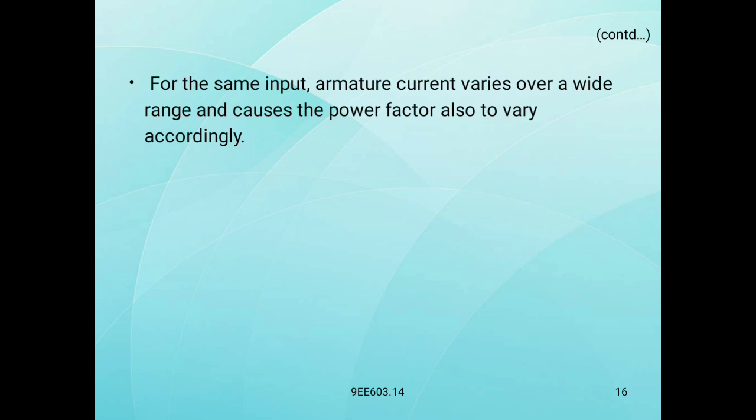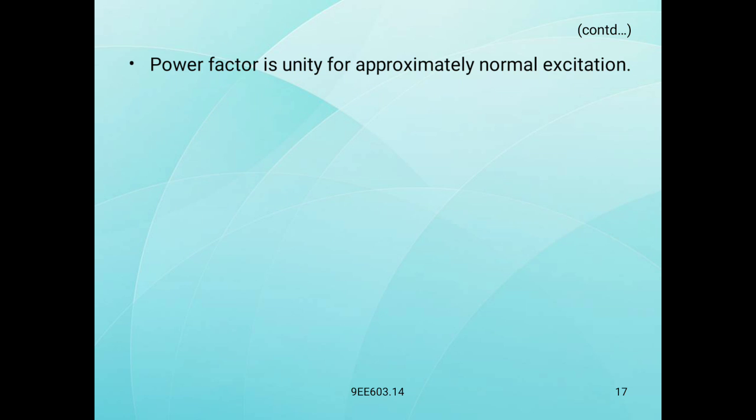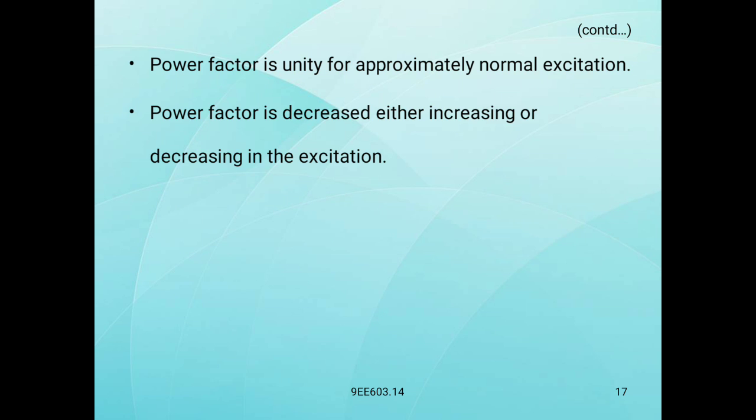Next, for the same input, the armature current varies over a wide range and causes the power factor also to vary accordingly. Whenever over excited, the motor runs with leading power factor, and with lagging power factor when under excited. The power factor is unity approximately under normal excitation, and the power factor decreases with either increasing or decreasing the excitation.